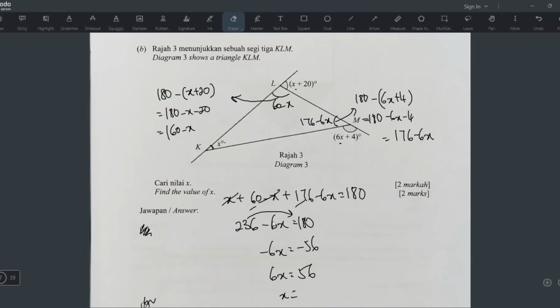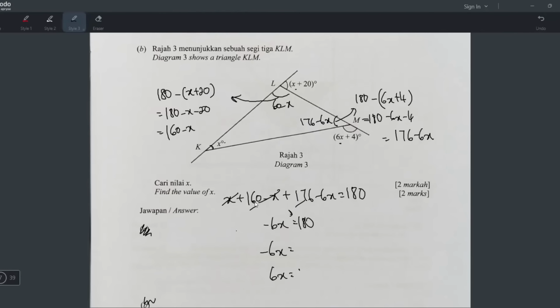So I made a careless mistake. So let me correct myself here. So this one should be 160, right? So this one is wrong. This value is wrong already. And this one automatic wrong also. Okay, so let me betulkan. This one is 160. So it becomes 160 plus 176. So you will get, let me press again. So, okay, I got 336. And then now 336 pindah sana jadi minus. And 180 minus 336, you get negative 156. And then now you pindah the negative, become positive 156. So your x will be 156 divided by 6, which is 26. So that is your x answer, right? Okay, that's all for this question.